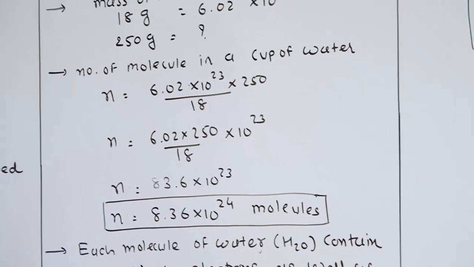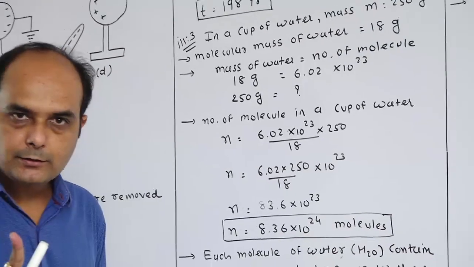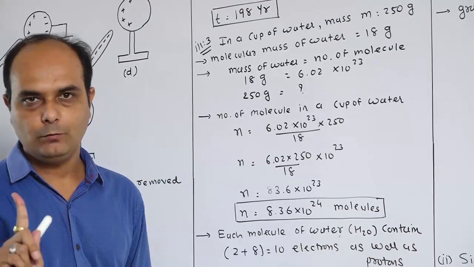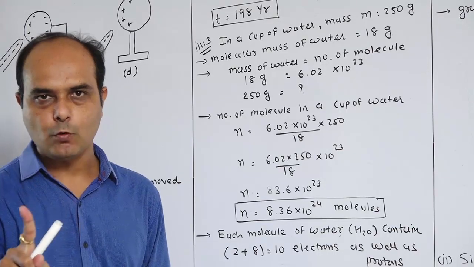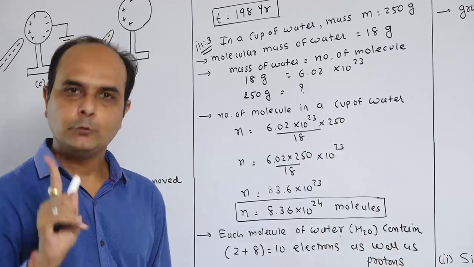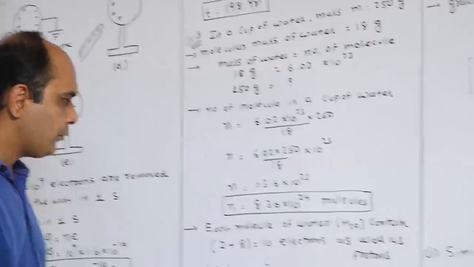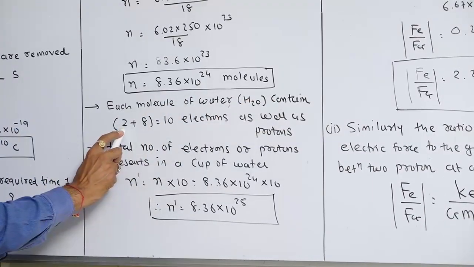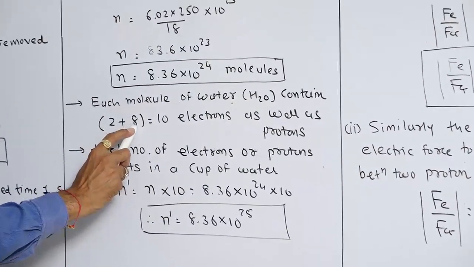Once that is completed, now calculate the charge in each molecule. Water means H2O. It contains 2 hydrogen and 1 oxygen. So each molecule of water, H2O, contains 2 hydrogen and 1 oxygen atom.